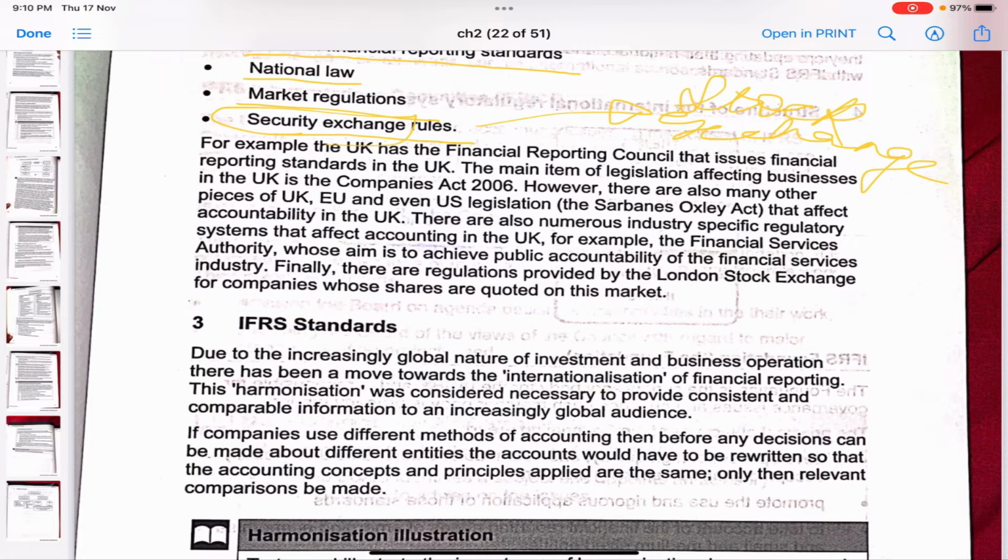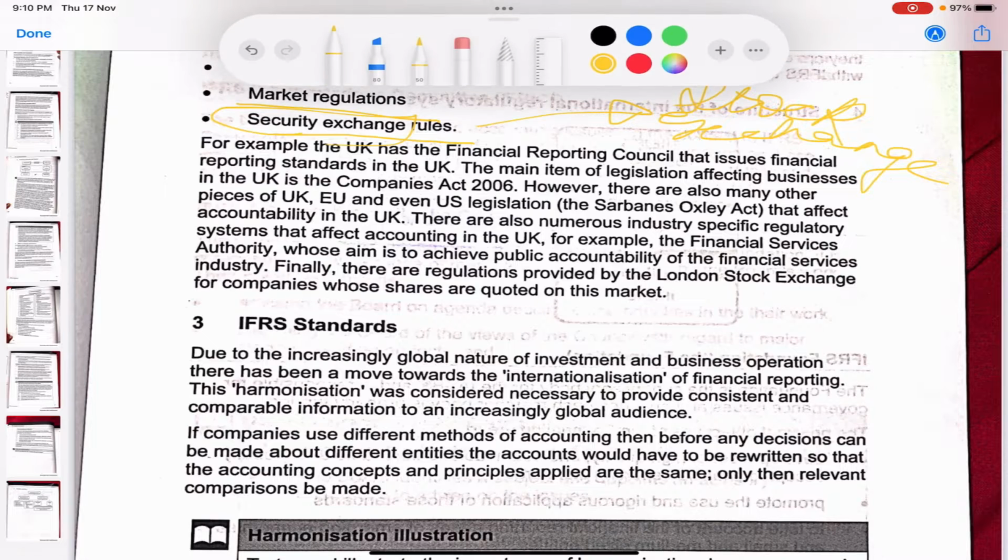For example, the UK has the Financial Reporting Council that issues financial reporting standards in the UK. So the FRC, what is the FRC? Financial Reporting Council. So the FRC issues the financial reporting standards. The main item of legislation affecting businesses in the UK is the Companies Act 2006. So we know what the Companies Act is. We know the Companies Act 2006 and how it affects everything.